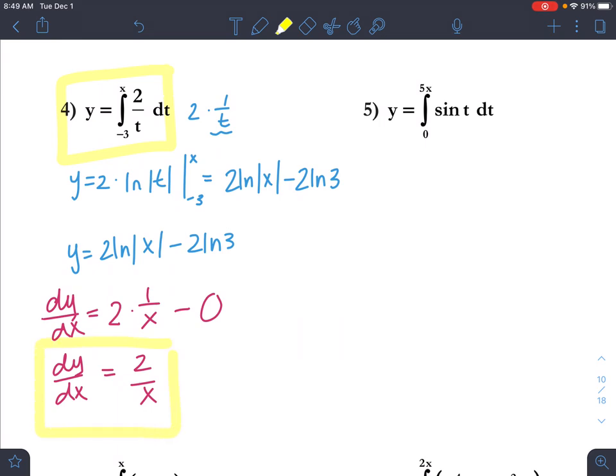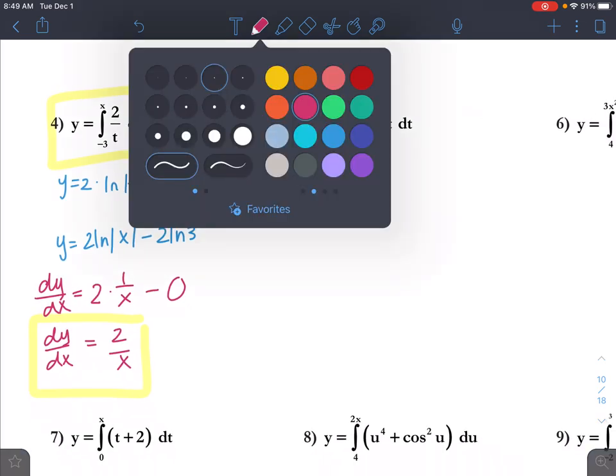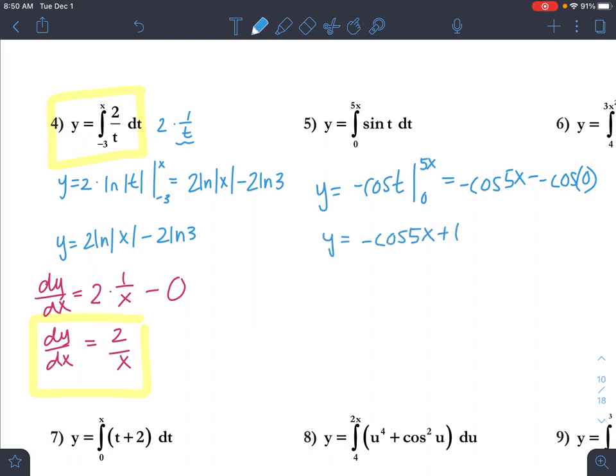Take a look at 5 and 6, the last ones we're going to do this whole process for so that we can see what's going on and see that connection. First of all, whose derivative is sine? That would be negative cosine of t from 0 to 5x. I would get negative cosine of 5x minus negative cosine of 0. This gives me y equals negative cosine of 5x plus 1, since cosine of 0 is 1.